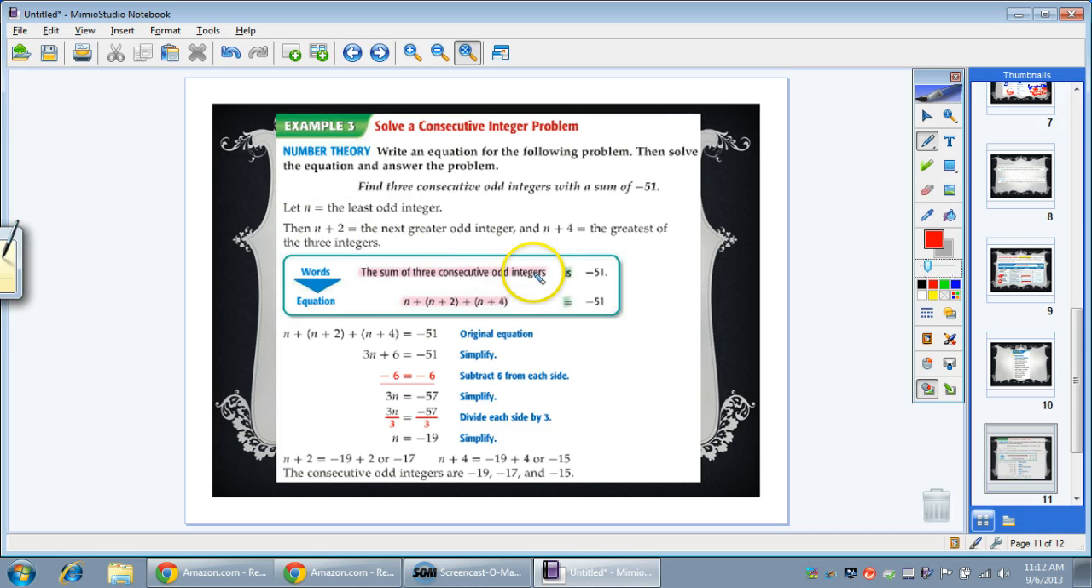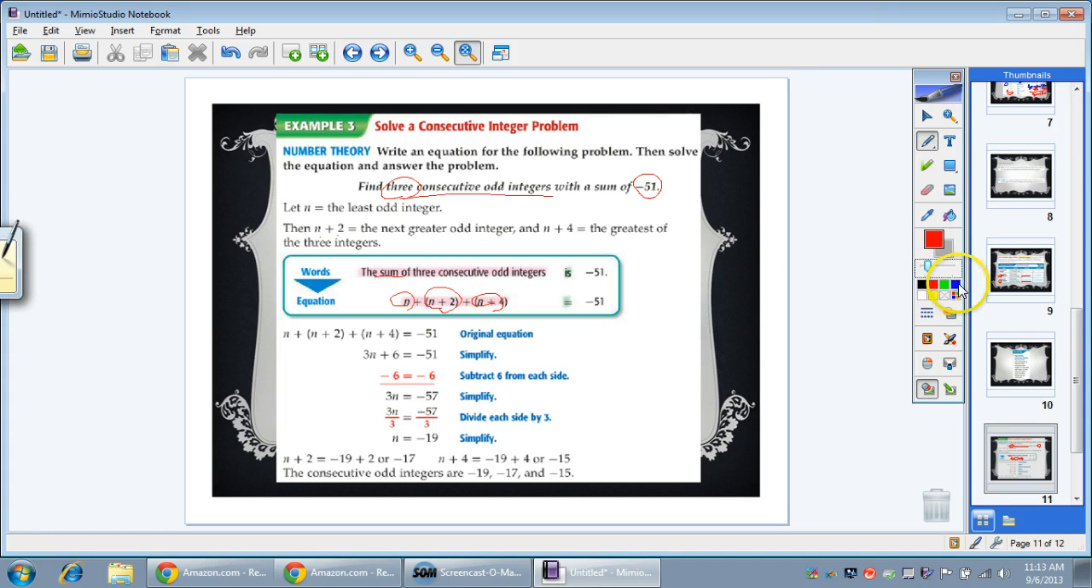Okay, so let's solve a problem that involves consecutive integers. Number 3. Write an equation for the following problem, then solve the equation and answer the problem. Find 3 consecutive odd integers with the sum of negative 51. So if you start with n, your next consecutive odd integer will be n plus 2, and then the third one will be n plus 4. So these 3 numbers added is going to equal negative 51, because they said the sum equals negative 51.